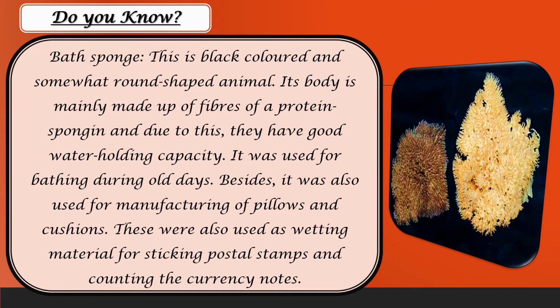Students, do you know that bath sponge is a black colored and somewhat round shaped animal? Its body is mainly made up of fibers of a protein, spongin, and due to this, they have good water holding capacity. It was used for bathing during old days. Besides, it was also used for manufacturing of pillows and cushions. These were also used as wetting material for sticking postal stamps and counting the currency notes.